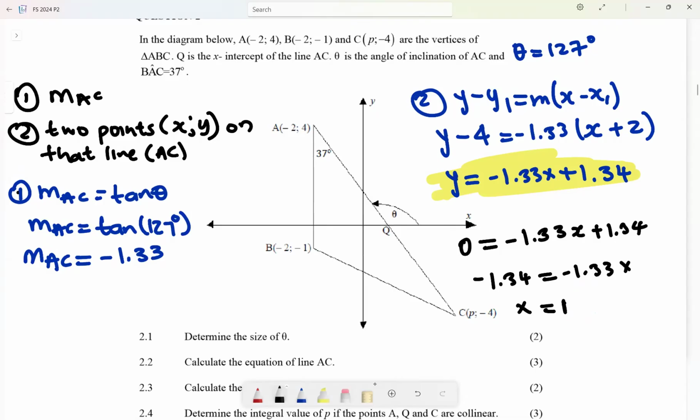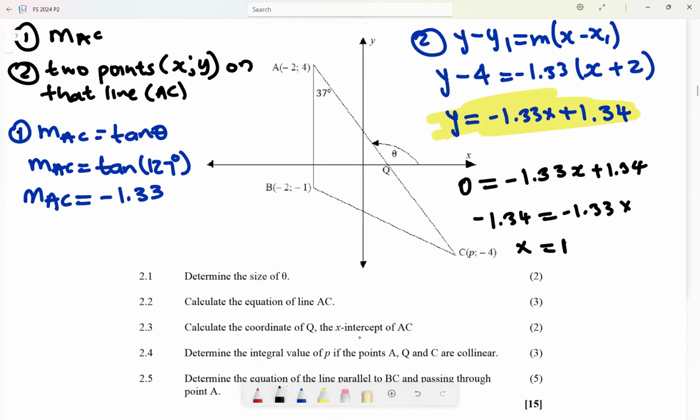Yes. Then calculate the what? They said the coordinates. Can you see? The coordinates. So remember, how do I write coordinates? I'm going to say on Q, when x is 1, where did I put y? When x is 1, I substituted here. Can you see y as 0?